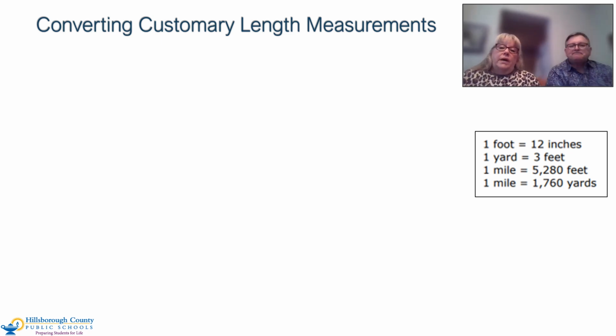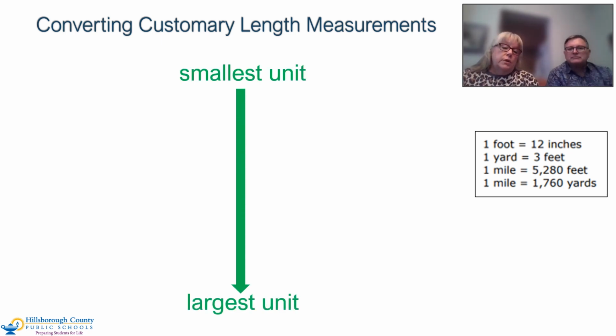So I've got my 1 foot equals 12 inches right from the reference sheet. 1 mile equals 1,760 yards. I have all these measurements: feet, inches, yards, miles. Which one's the smallest, Daryl? The smallest unit would be inches. And which one's the largest? It would be the mile. And with those concrete experiences, I have a visual in my head of which one's the smallest, which one's the largest. So I'm going to order those units from smallest to largest.